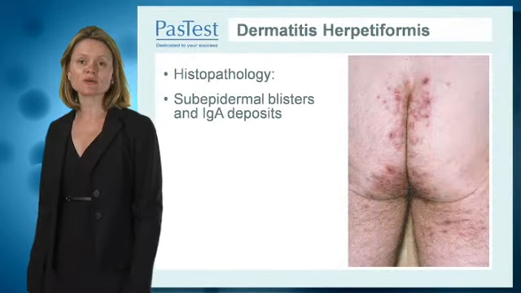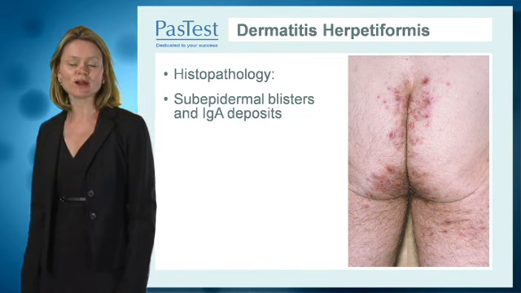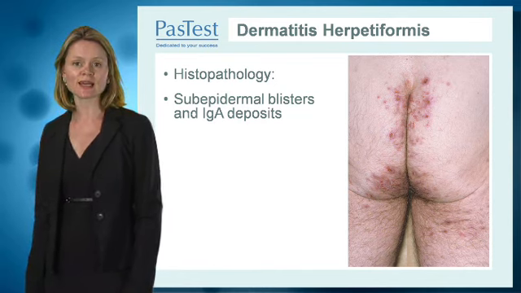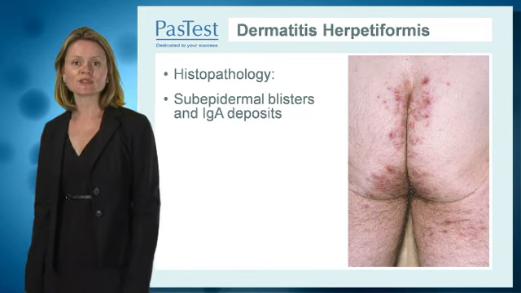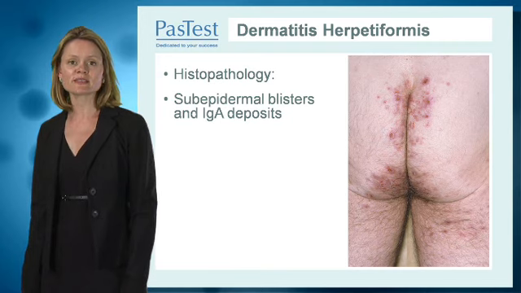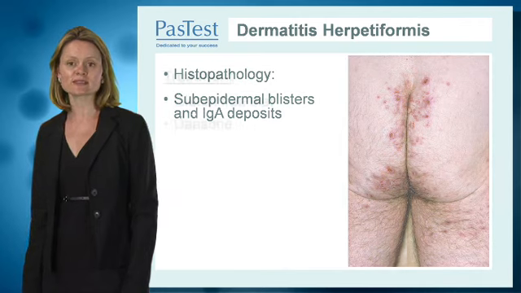Other rashes that can cause a problem in this area would be perhaps psoriasis, but there of course you wouldn't get itchy vesicles or papules, you would get discrete plaques with an overlying silvery scale. And in dermatitis herpetiformis, when we look at the skin under the microscope, we see subepidermal blisters and the all-important IgA deposits on immunofluorescence.